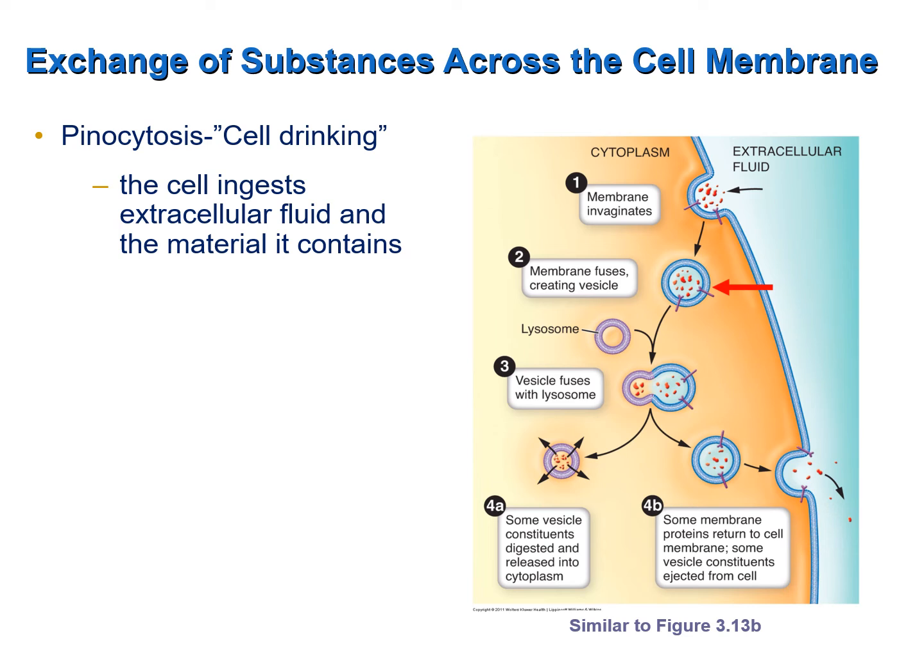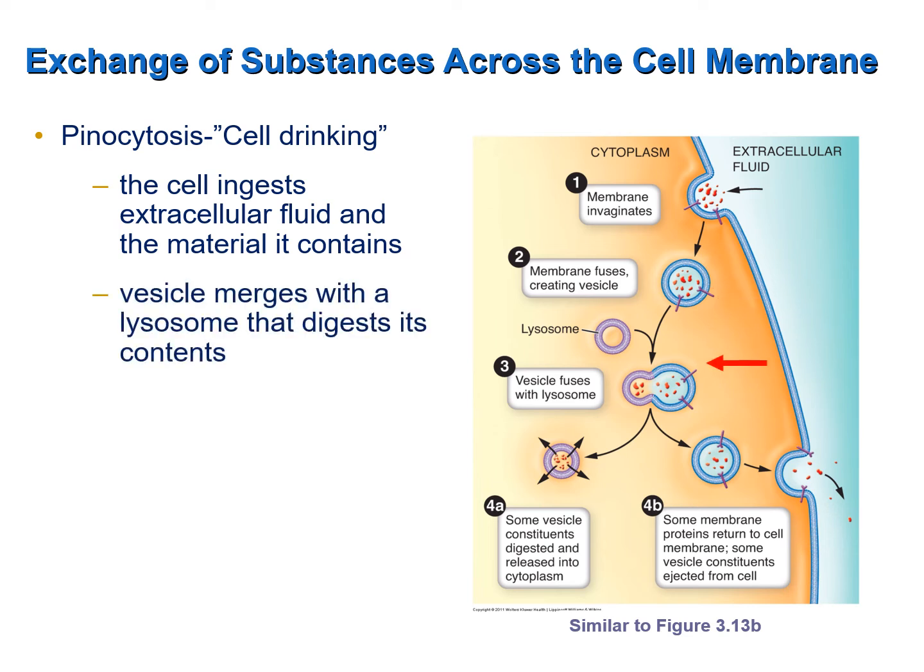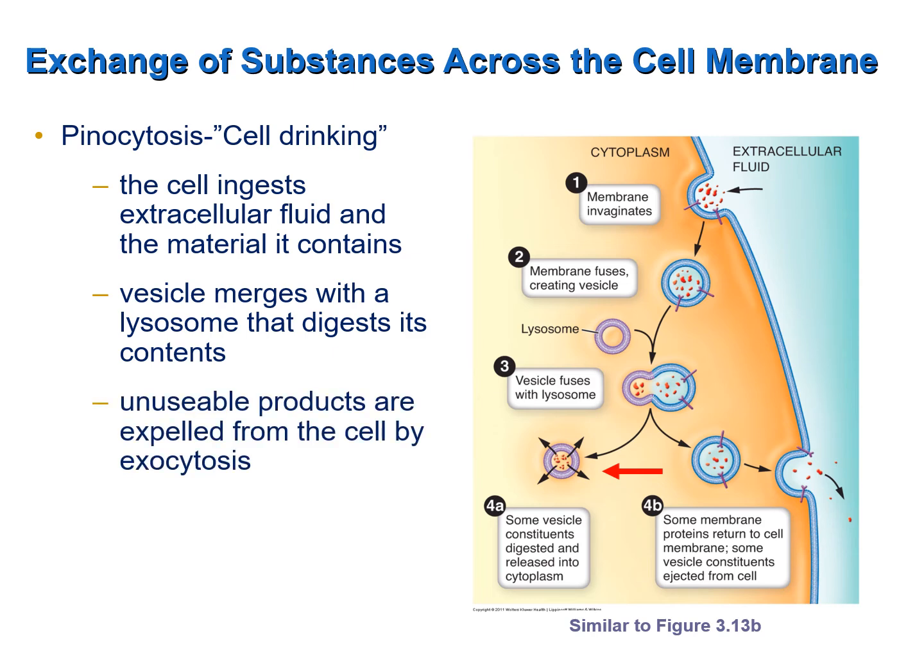That vesicle then merges with lysosomes, which dump their digestive enzymes into the vesicle. Those digestive enzymes break down the substances within the vesicle, and usable digestion products are released into the cytoplasm to be used by the cell. Those substances which cannot be used by the cell are exported from the cell by exocytosis.